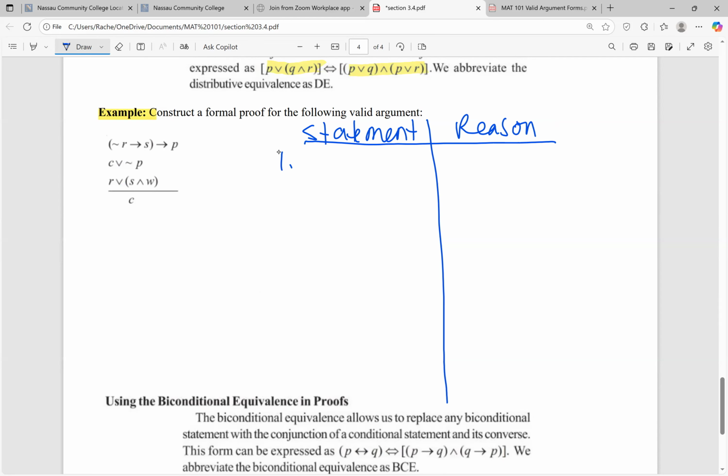So I'm going to state R or S and W, right, as a premise. And then I'm going to use my distributive equivalence, and we're going to use DE for distributive equivalence. So we're going to have R or S and R or W. So that's my distributive equivalence on statement 1.